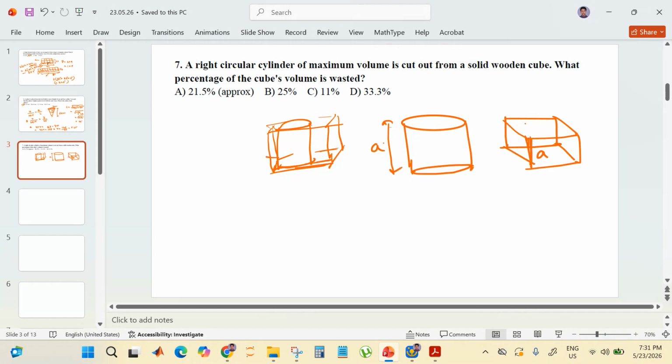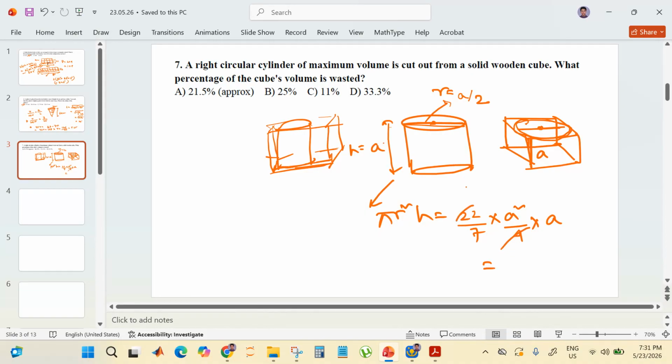And if I draw the base diameter, then it will be equal to the side. So base radius is a by 2, since a is the diameter, and a will be the height. So what is the volume using this a by 2 as a radius and a as a height? So pi r square h, we know the formula. So pi means 22 by 7 and r square means a square by 4 and h means a.